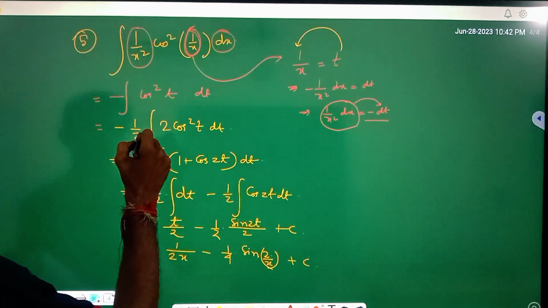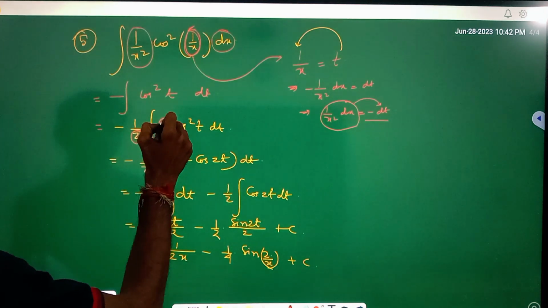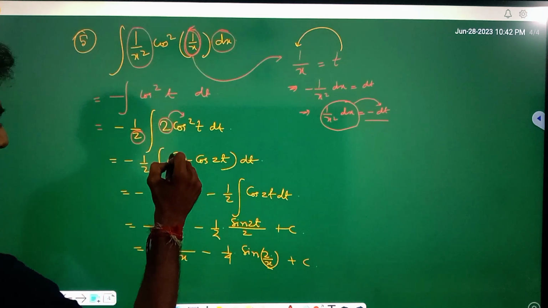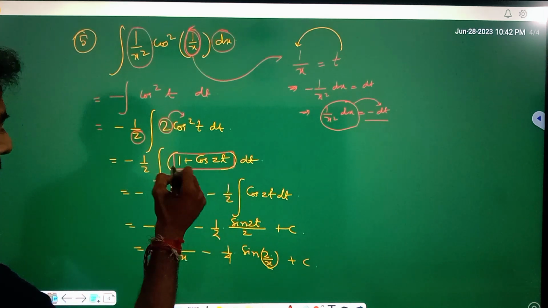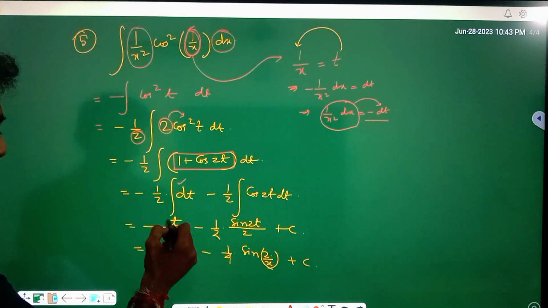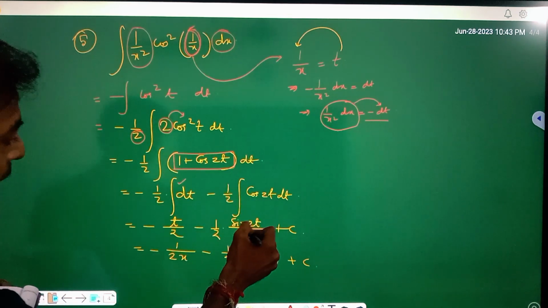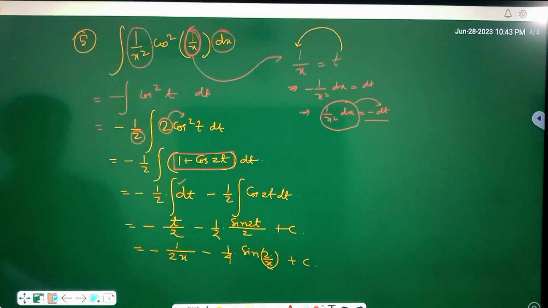We were just adjusting with 2 to obtain the formula of multiple angle, and that is 1 plus cos 2t, and we all know that integration of 1 into dt will be t, and integration of cos 2t is sine 2t by 2. That's it. Problem solved. So that's our fifth problem.